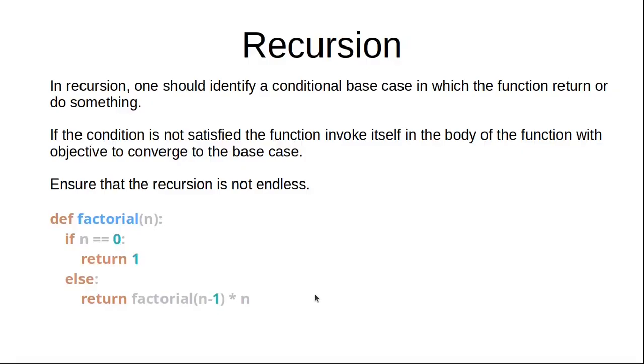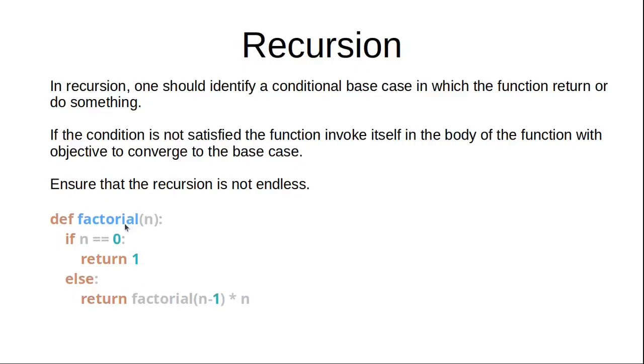For example, I create a function called factorial of n. It takes one argument n, an integer. I know that the factorial of 0 is 1. So my base case is if n is equal to 0, return 1. Otherwise, return factorial of n minus 1 multiplied by n.